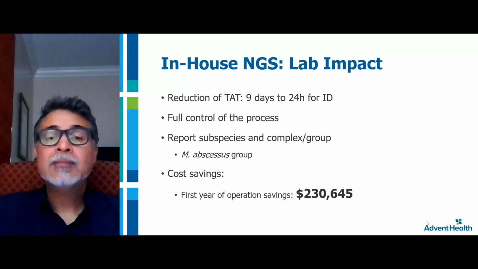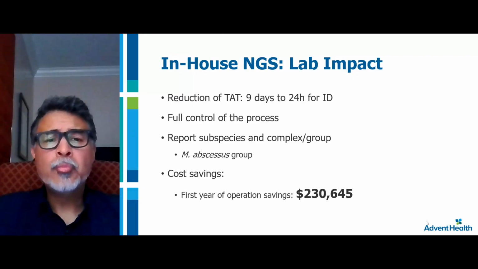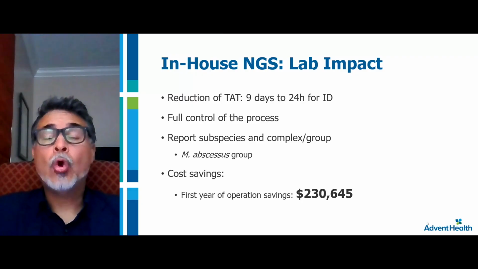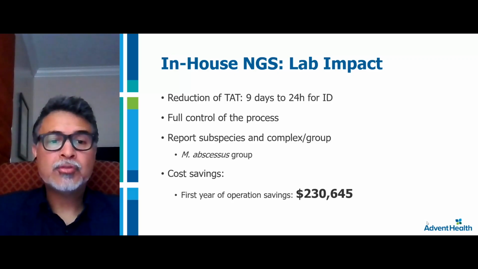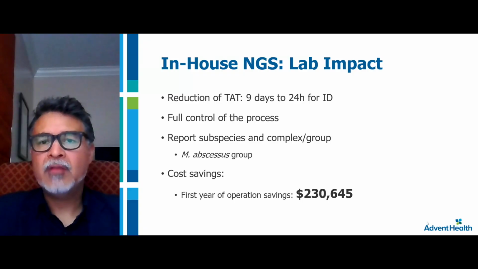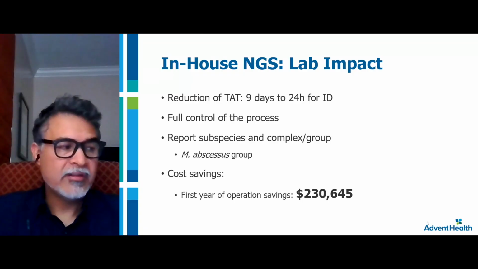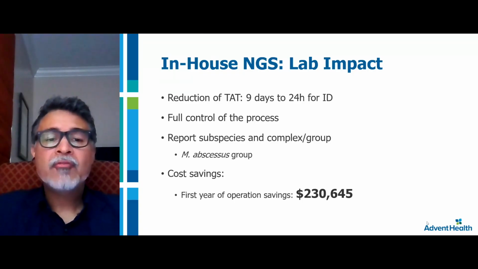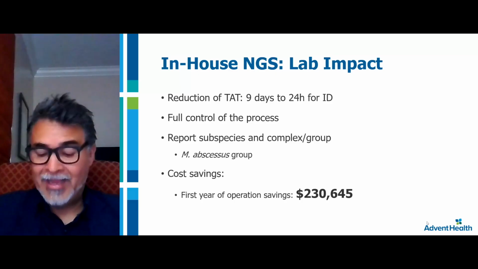And also based on sources. Reported subspecies and complex group is possible to the abscessus group and other species, other complexes. So that allows us to be able to differentiate abscessus from massiliense, that we know that's significant for treatment impact of the organism ID. And the cost saving. For the first year operational saving was $230,000, so close to $250,000 saving only for doing NGS in-house.